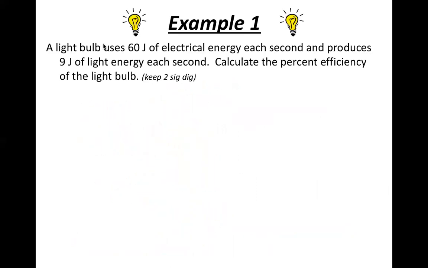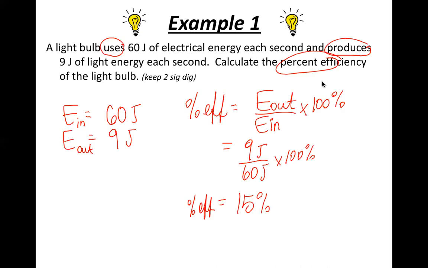So in an example, a light bulb uses 60 joules of electrical energy each second and produces 9 joules of light energy each second. Calculate the percent efficiency of the light bulb. So we've got energy out is 9 joules, energy in was 60 joules, and that is a percent of 15%.